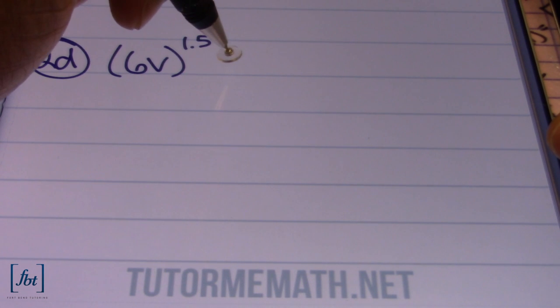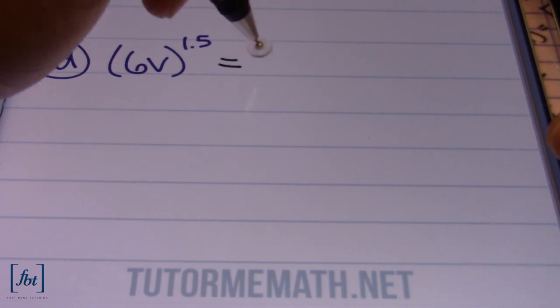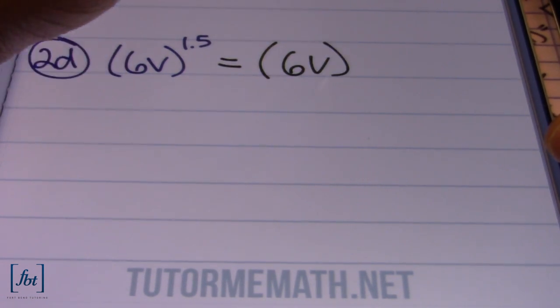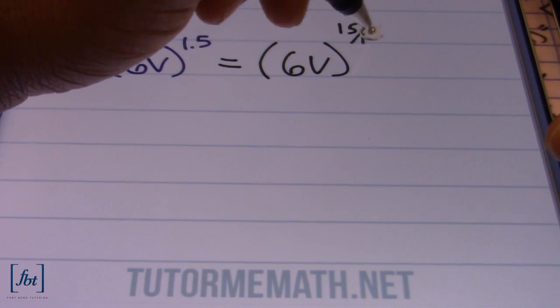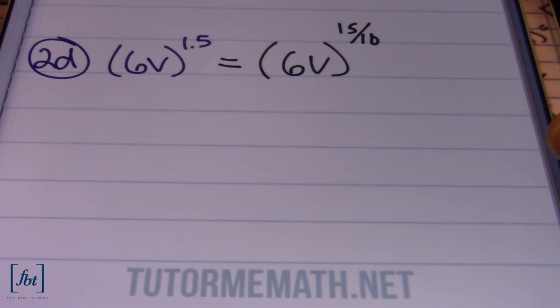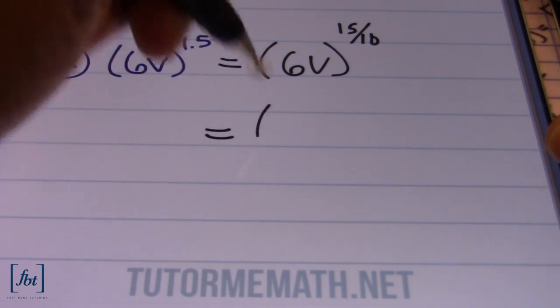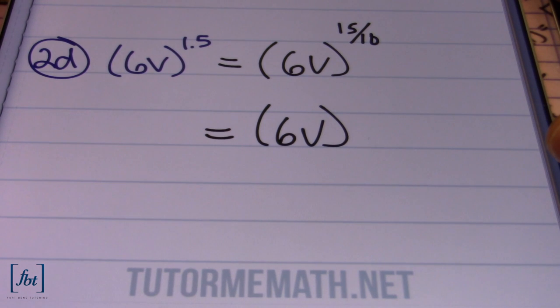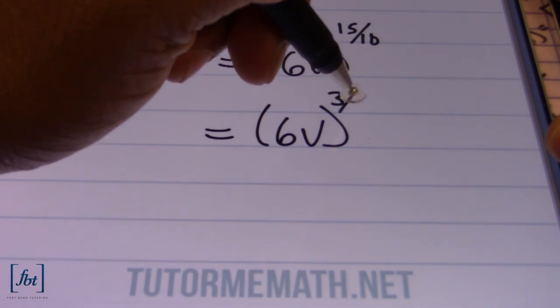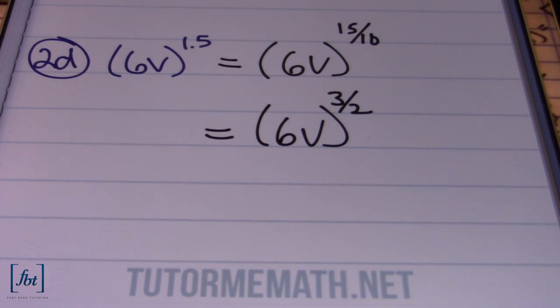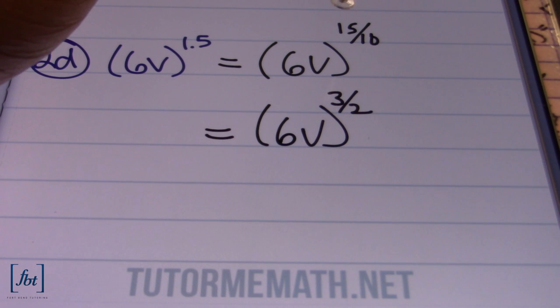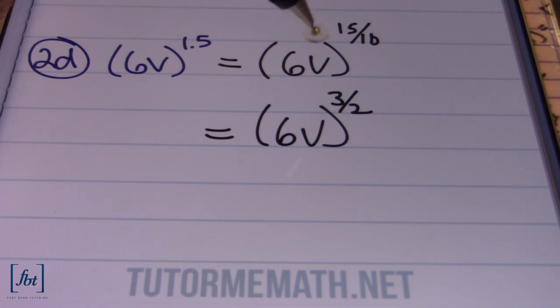If we were to rewrite this in fractional notation, I can show that this is the quantity 6V raised to the 15/10, right? Because of the tenths place, we can place the 15 over 10. I can simplify this to show that this is the quantity 6V raised to the 3/2 power. This is after I'm dividing the 15 and the 10 by 5. You know how to simplify fractions, don't you? So reduce your fraction, the 15/10, divide both the 15 and the 10 by 5. You'll get 3/2.